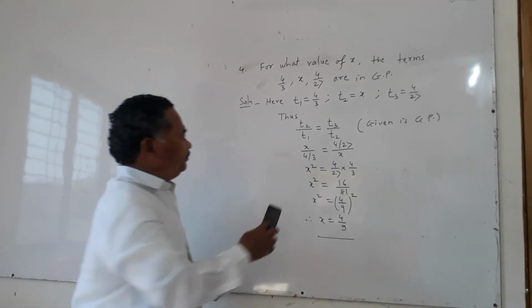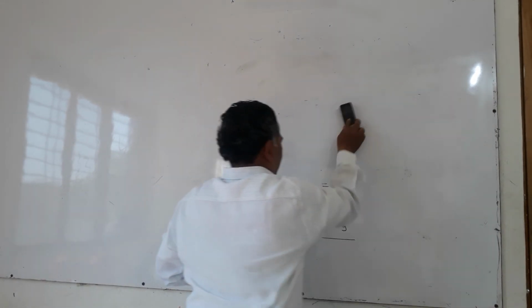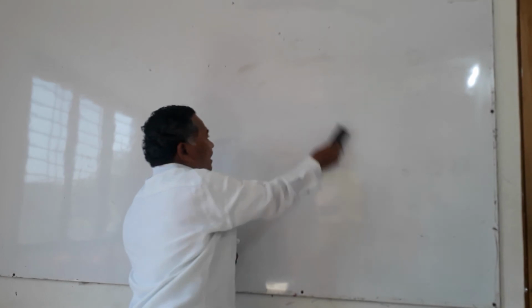Let's see here. Then the next part, this type of example is present. We evaluate the next example. See here, next example.